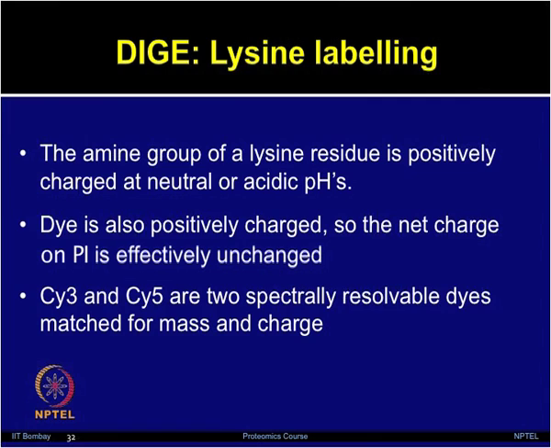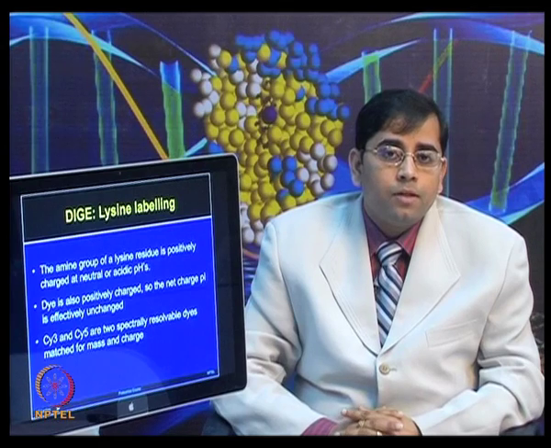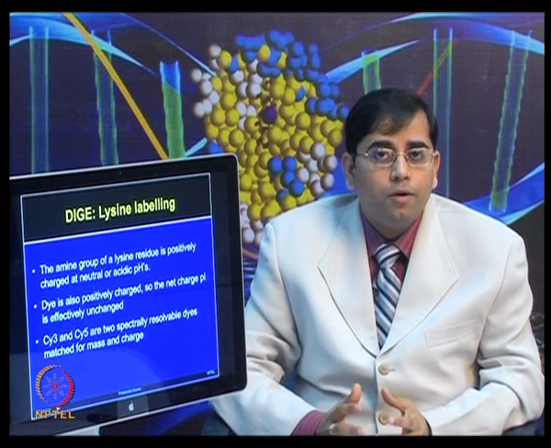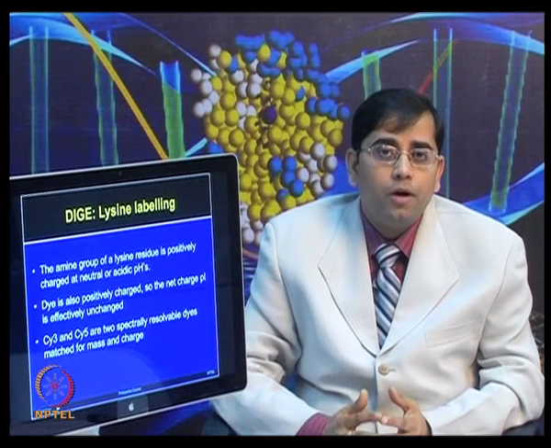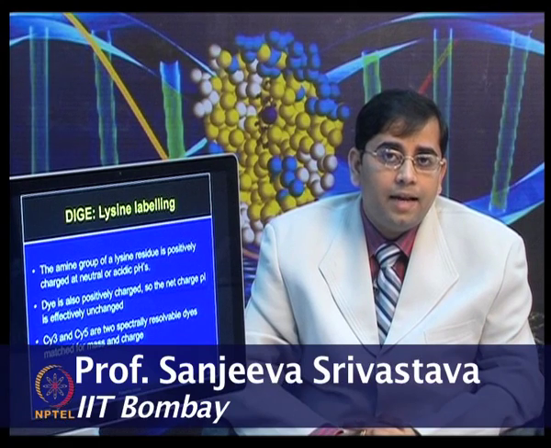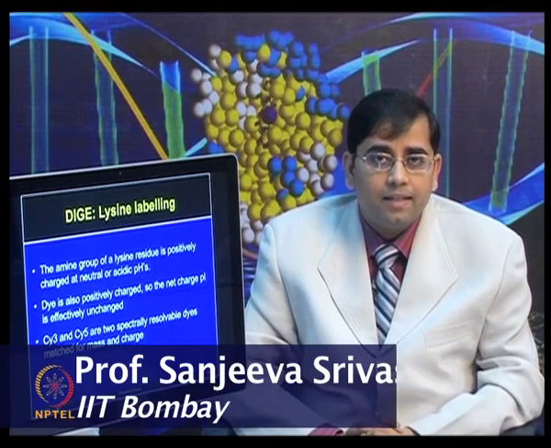The dye is also positively charged, so the net pI will be unchanged. Therefore, Psi 3 and Psi 5 are not going to alter the mass as well as the charge overall, and they are very well spectrally resolved. So, people prefer doing lysine labeling. It is not going to alter overall pI values. It is not going to alter overall mass, because both Psi 3 and Psi 5 carry the same mass of these labels, and there is a good probability that your protein will have lysine residues and get labeled by the cyanine dyes.